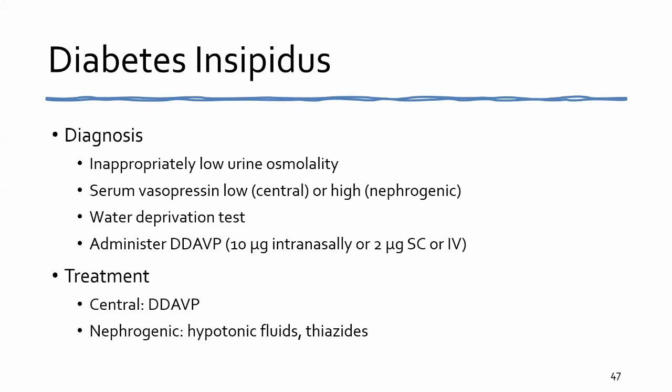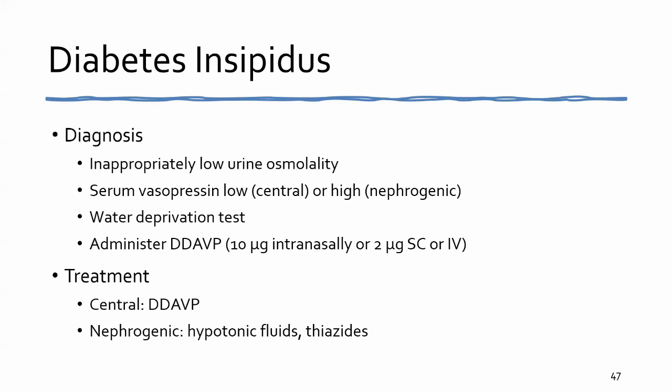Right. So in diabetes insipidus, we'll have an inappropriately low urine osmolality. It will usually be less than 300 milliosmoles, which we know is approximately what the plasma osmolality should be. We can measure the serum ADH levels. This will be low in central diabetes insipidus, or it will be high in nephrogenic diabetes insipidus because we're not having that negative feedback. Then we have something called the water deprivation test.